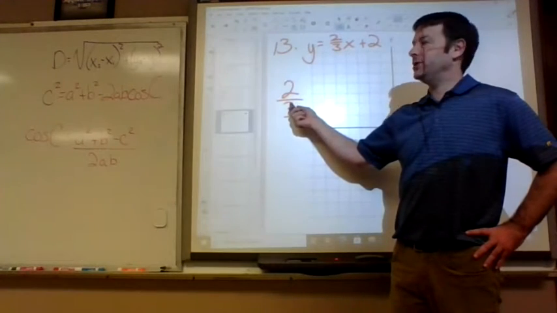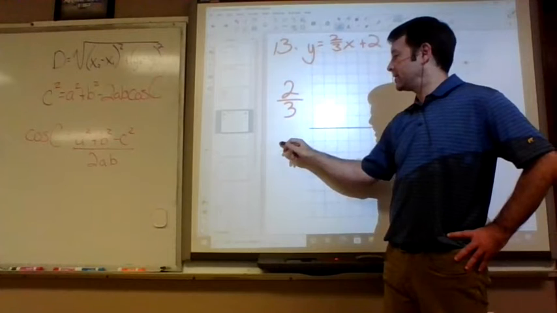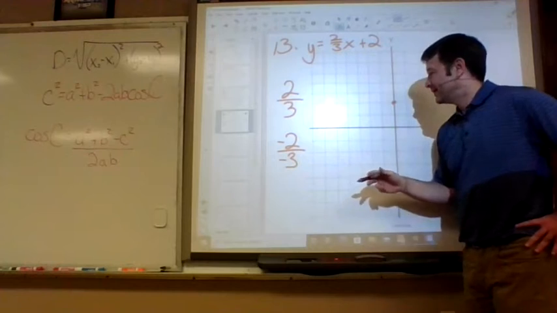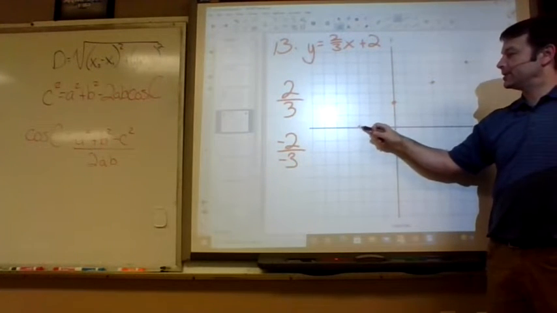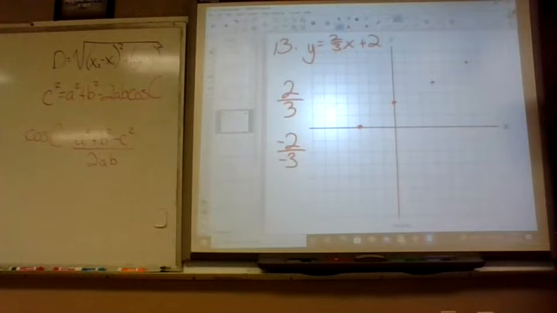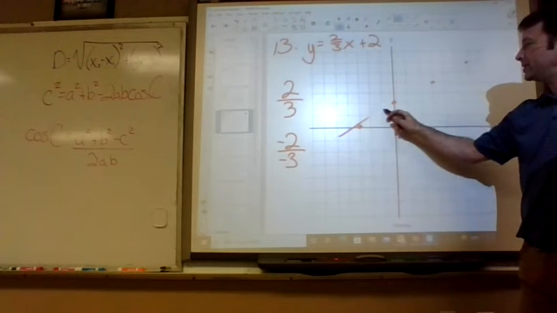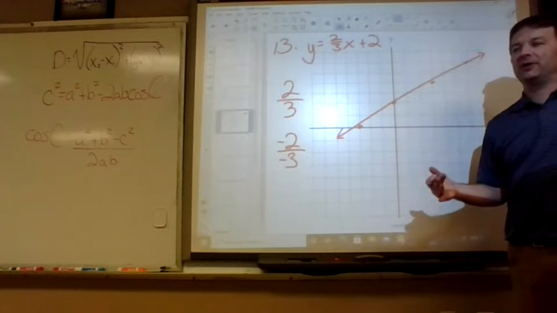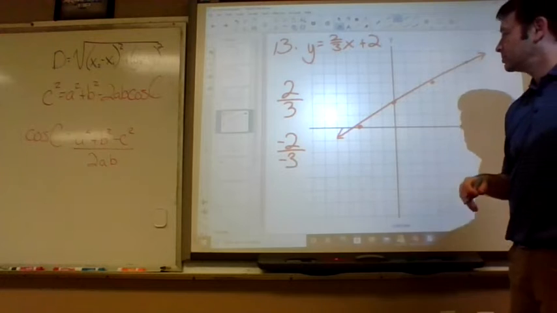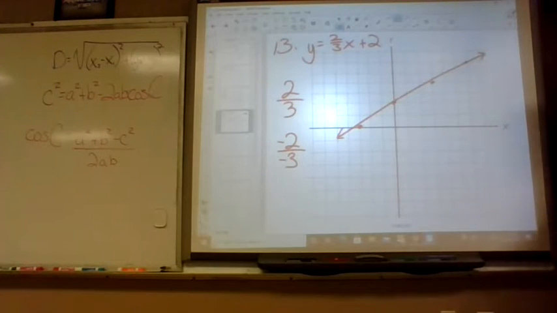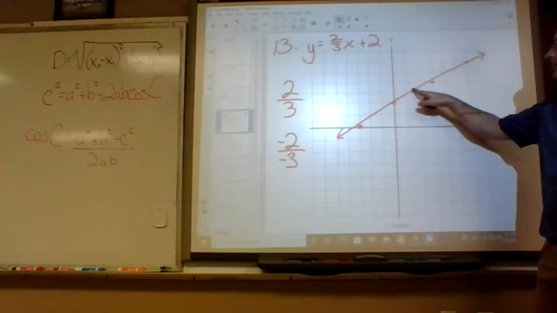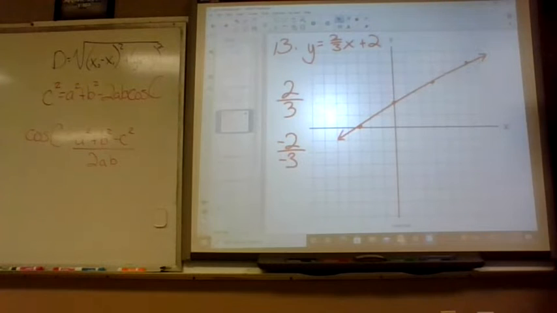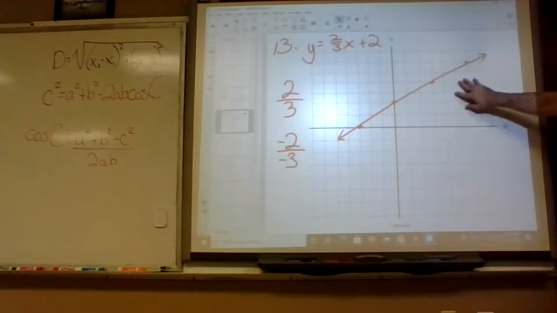Now here's something you guys probably know. 2/3 is the same thing as -2 over -3. That's like going down 2 and left 3. That's also on the same line. If your line's not perfectly straight, you either drew a bad line or maybe one of your dots is off, possibly. My graph is handmade, so it's not perfect.